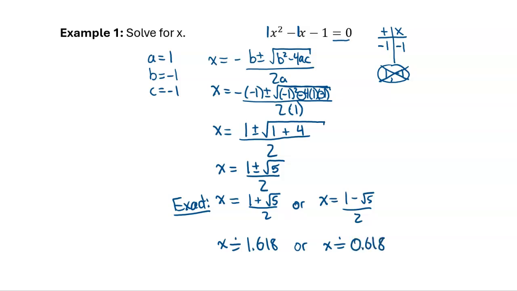One thing that's interesting here is this number 1.618 is the golden ratio. If you're interested in more about this, this is something we see all the time in nature. There's a video linked in the description below that you can look into to learn about the golden ratio further.